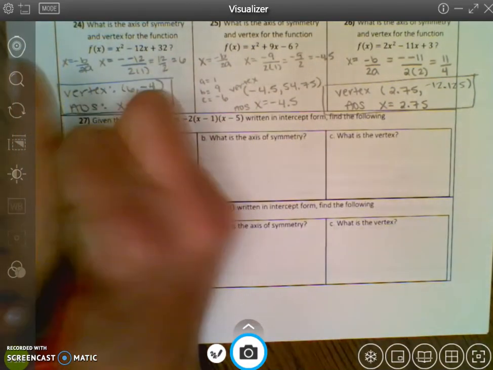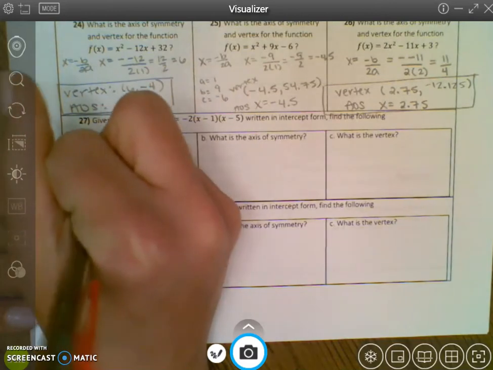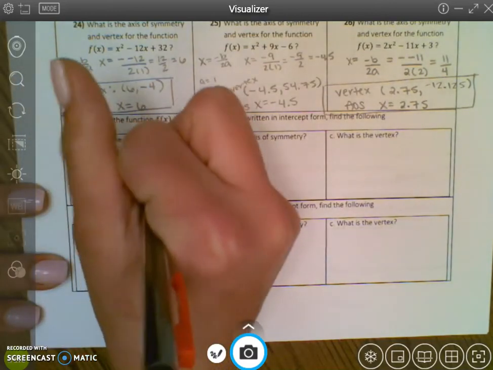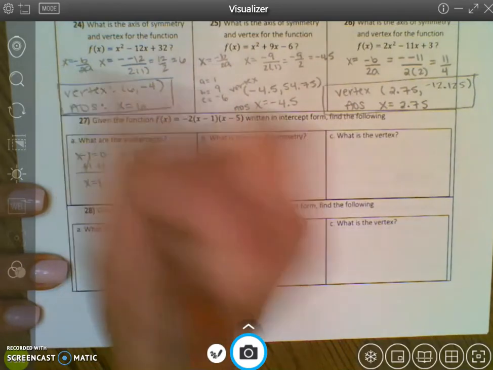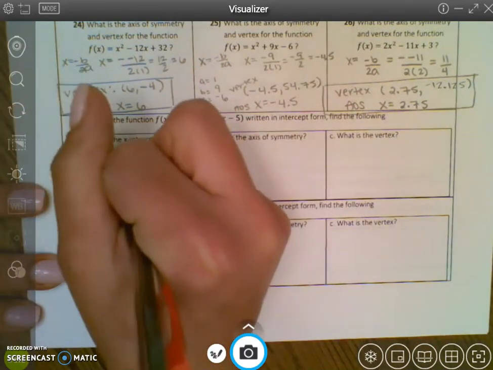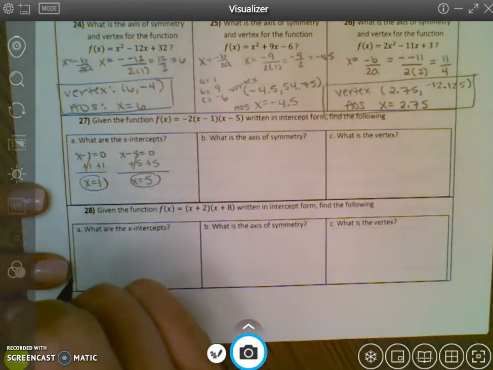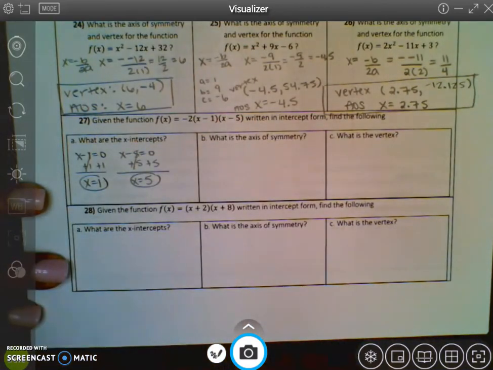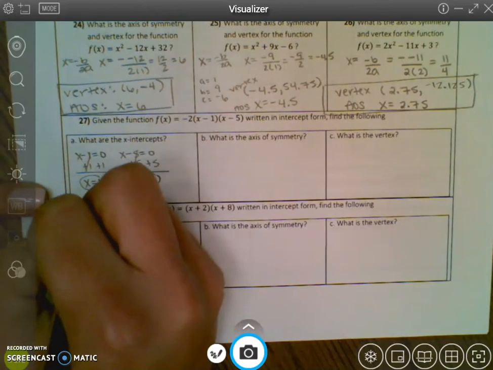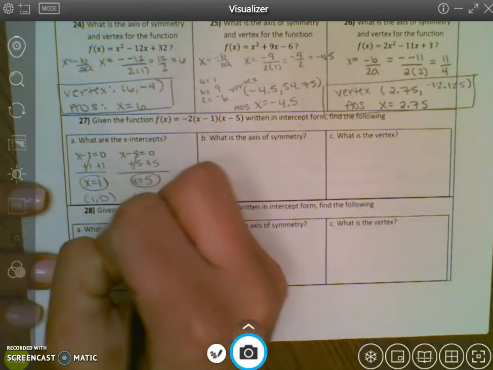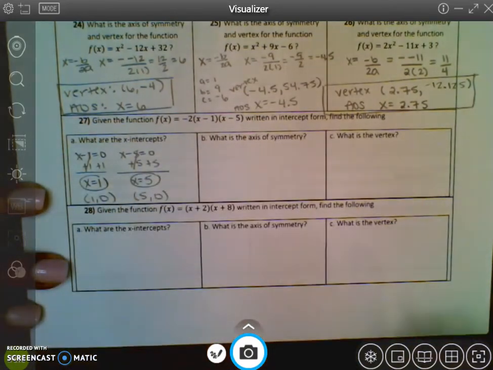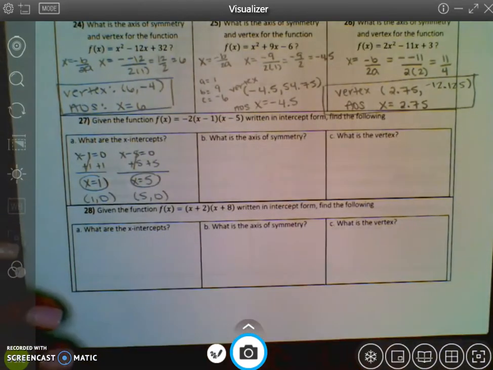So add 1, so x is going to equal 1. For the other one, you're adding 5 to both sides, so x is going to equal 5. Okay, those are your two x-intercepts. And remember, you might also see it as a point. So this would be (1, 0), and this would be (5, 0). Okay, what's the axis of symmetry?